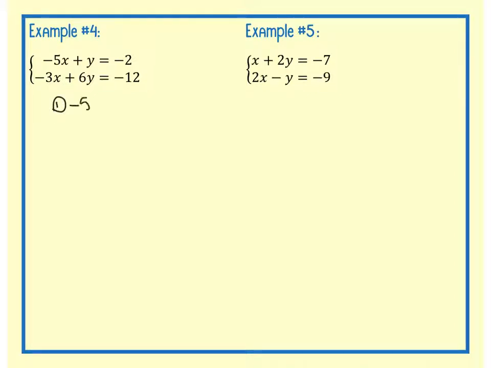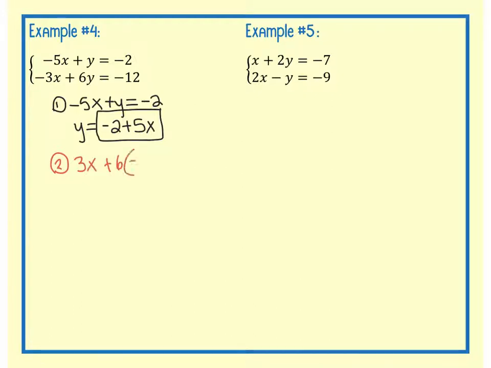So step 1, how do I solve the top equation for y? I'm going to add 5x to both sides. So y equals -2 plus 5x. Now we're going to take what I solved for and substitute it back into the second equation. So step 2 is to take the second equation, and now in place of y, I'm going to plug in -2 plus 5x.